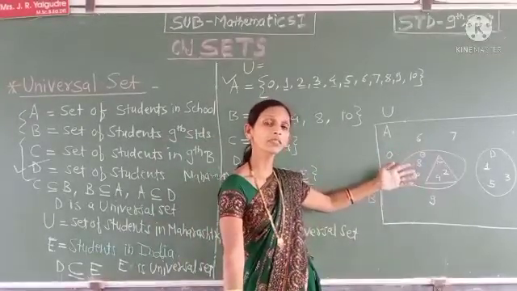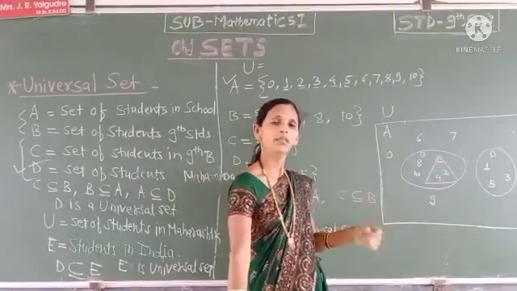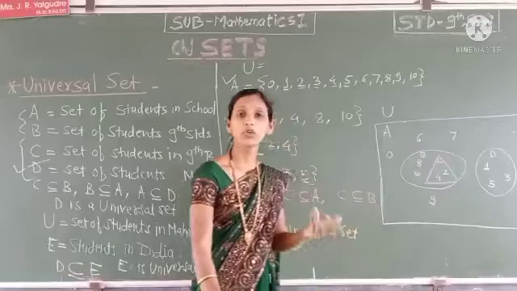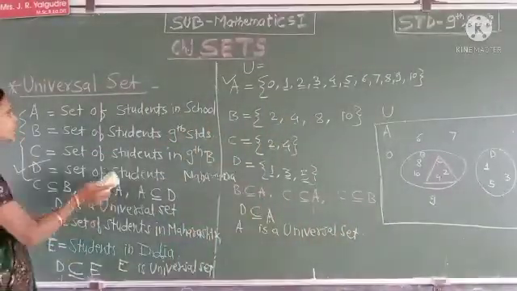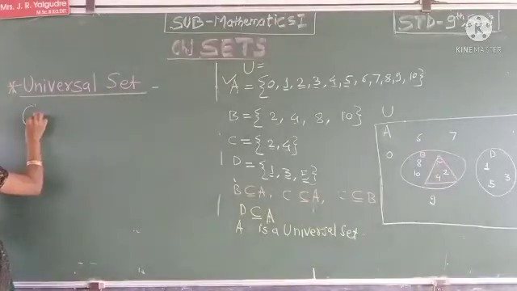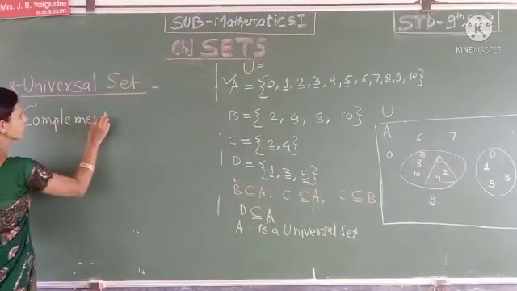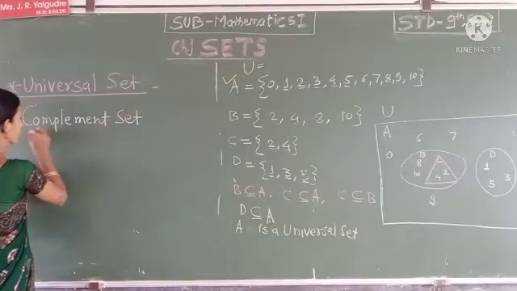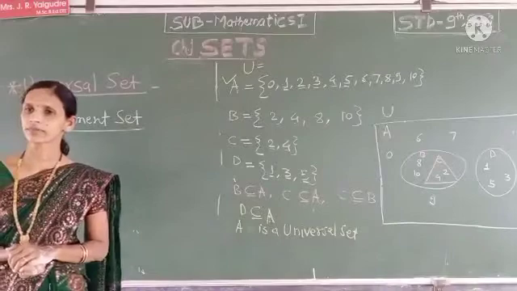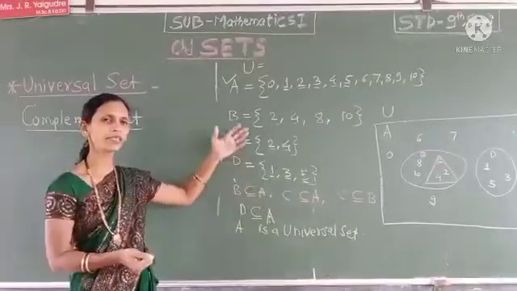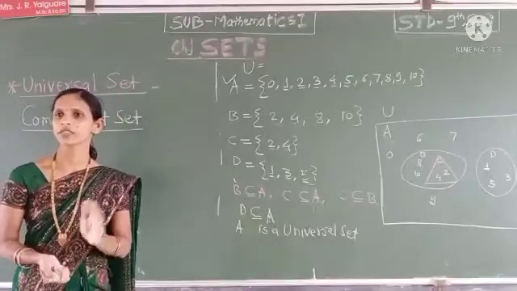Venn diagrams are easy to understand the concept of universal set and subset. One more thing related with it is the complement set. Then what is a complement set? Taking the same example to understand the complement set.